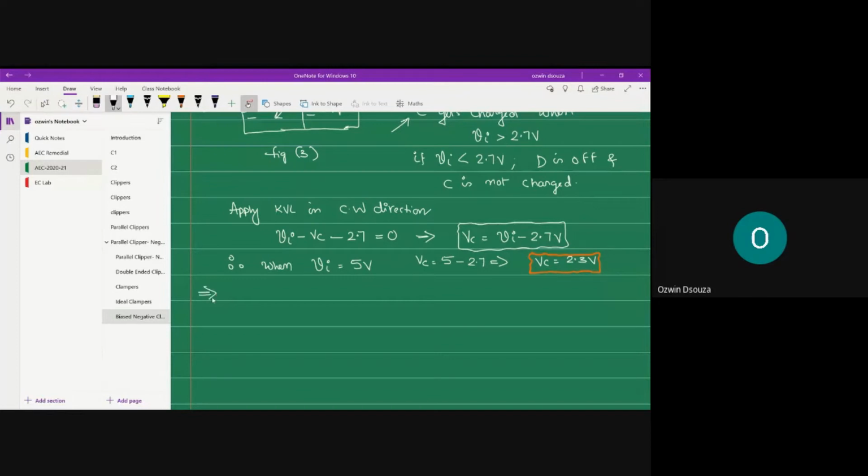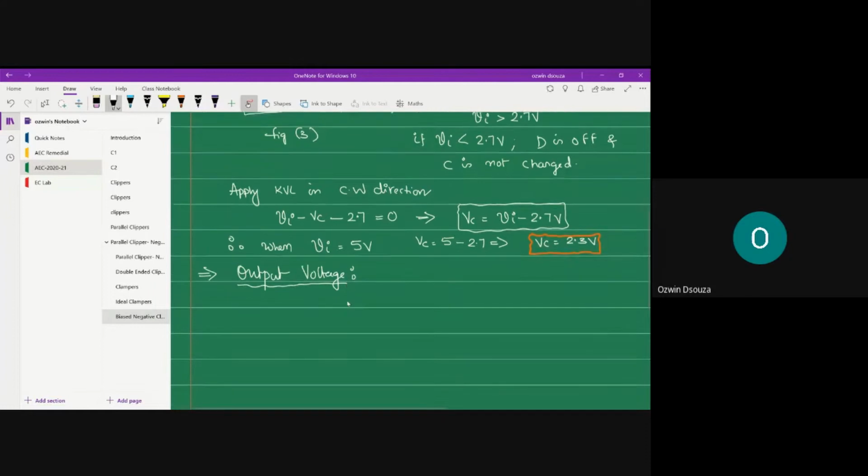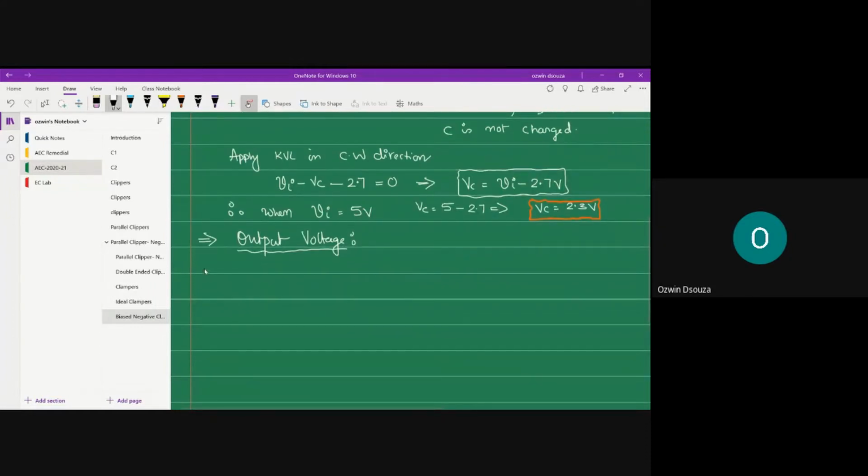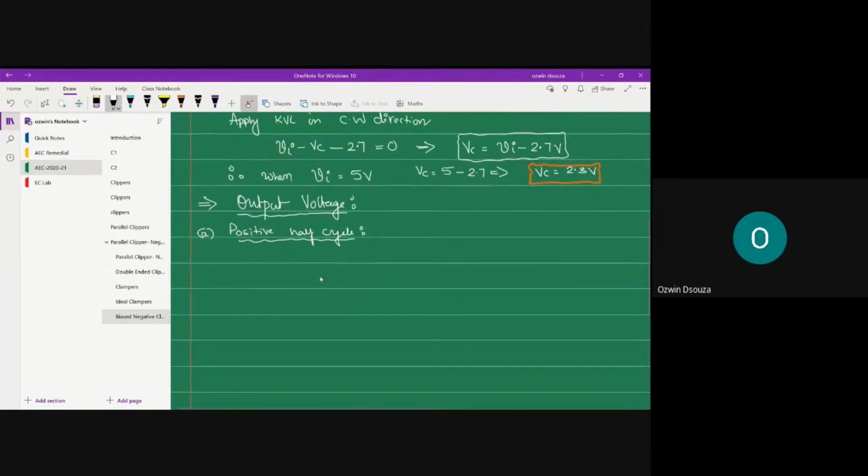All right, so the second part of the analysis is your output voltage. Once the capacitor is charged, you can proceed to find the output voltage. First, let us consider the positive half cycle. During the positive half cycle, what happens? Let's draw the equivalent circuit first.